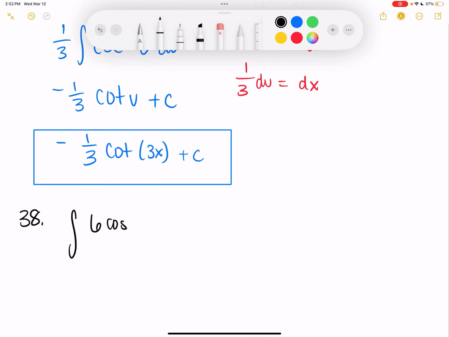6 cosine of t over 2 plus sine of t all squared dt.